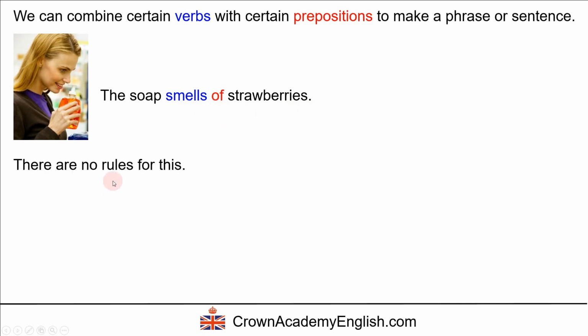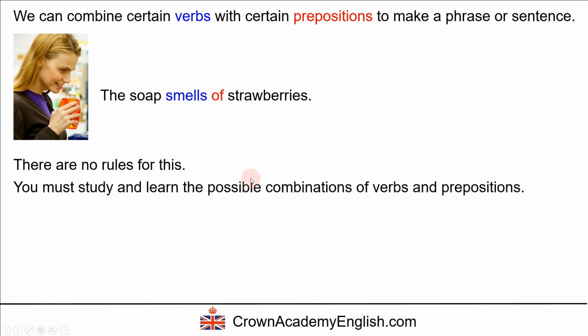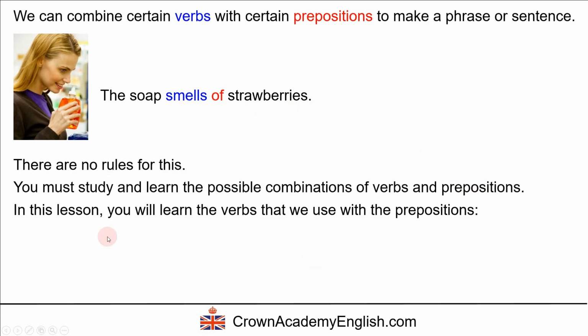Unfortunately, there are no rules for these combinations. There are no rules. You must study and learn the possible combinations of verbs and prepositions. So, in this lesson, you will learn the verbs that we use with the prepositions for, from, and in. Okay, so let's start with for.